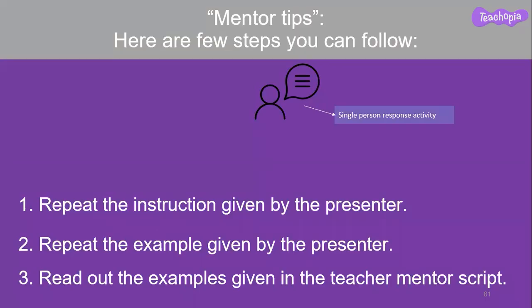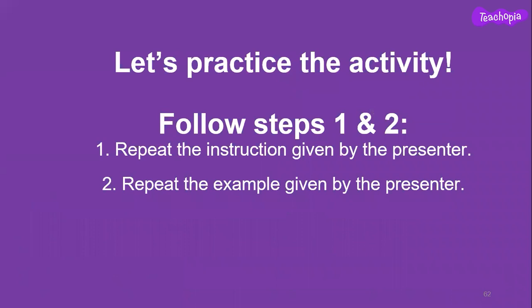What are some of the steps you can follow? As we have mentioned, one is you repeat the instruction given by the presenter. 2 is you repeat the example given by the presenter. And 3, you read out the examples given in the teacher-mentor script. So let's practice this activity. Do follow steps 1 and 2 while I present the activity slide to you, and repeat the instruction given by me and repeat the example given.